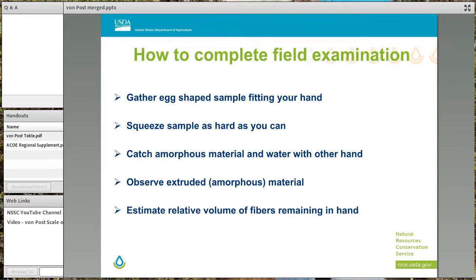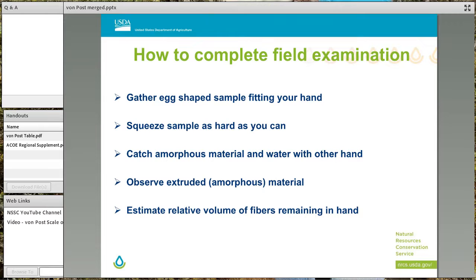Squeeze the sample as hard as you can, but I like to start out easy and increase the pressure as the water and sample is expressed. With the other hand cupped below, catch the amorphous material and water that is squeezed out between the fingers. In this example, we are going to say that the sample expressed a small amount of water and that it was strongly turbid. Water content can range from 25 milliliters to none.